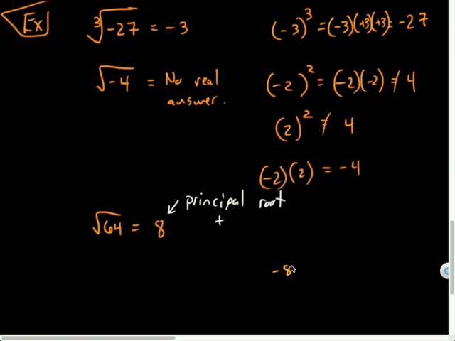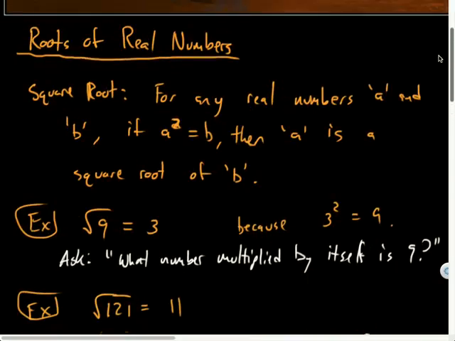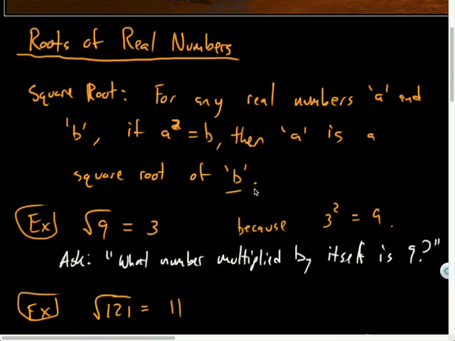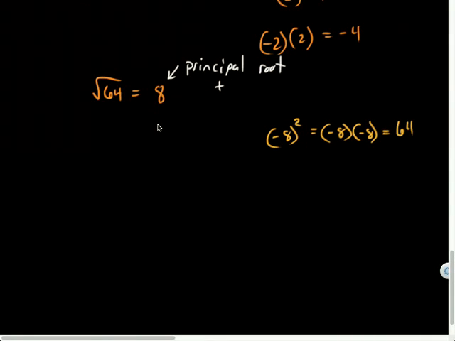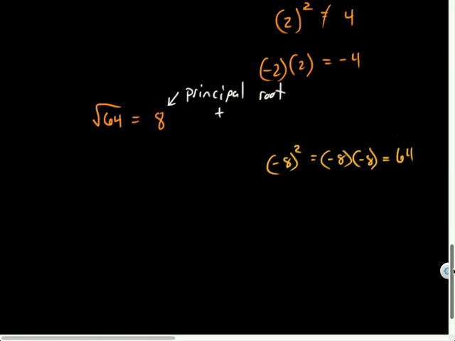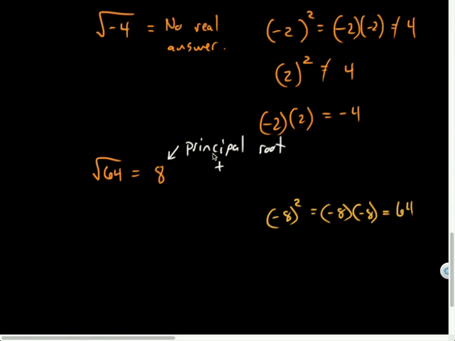Because notice, negative 8 squared is negative 8 times negative 8 equals 64. And by definition, all the way back up at the top, if that's true, then that is a square root of b. So therefore, negative 8 must be a square root of 64. I would refer to that as the negative square root. The principal root of a number, at least of an even root, will be your positive number. It's the primary one that comes out. So if I wanted to refer to the negative root, I would write the negative square root of 64.